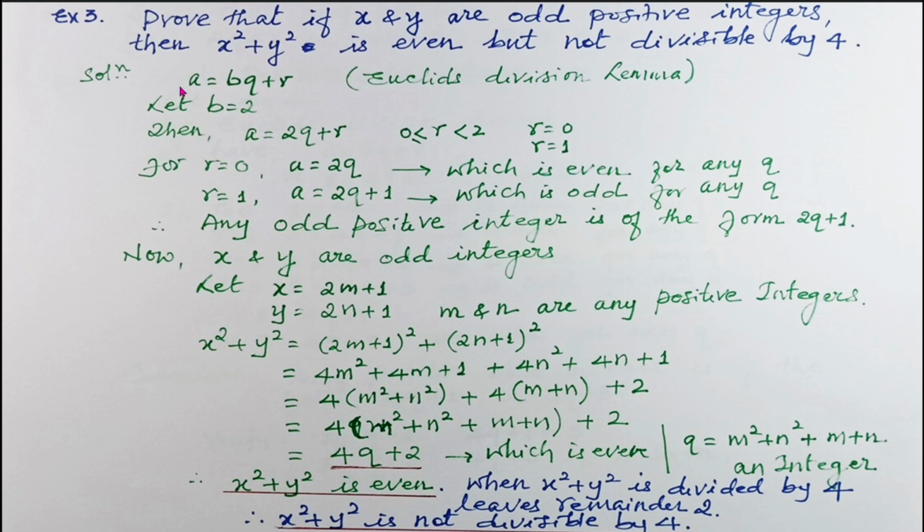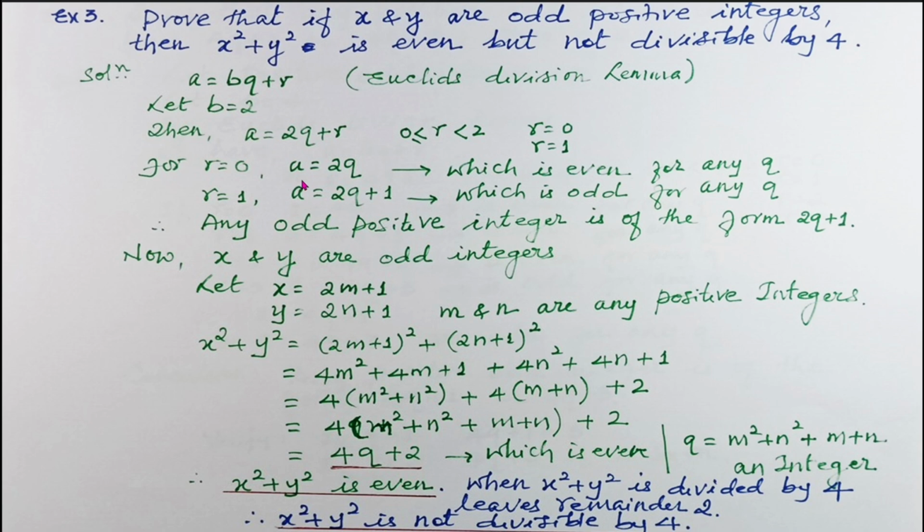Now, one more example. Prove that if x and y are odd positive integers, then x square plus y square is even but not divisible by 4. A very interesting question. So, again we have to use Euclid's division lemma here. a is equal to bq plus r is Euclid's division lemma. Let b be equal to 2, then a is equal to 2q plus r. Since r is less than 2, r can be 0 and 1.